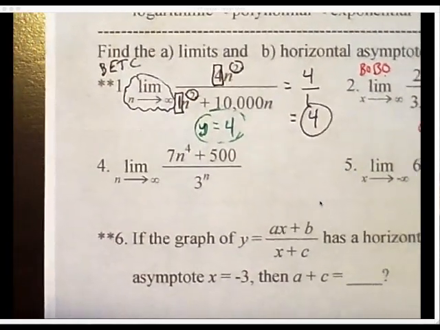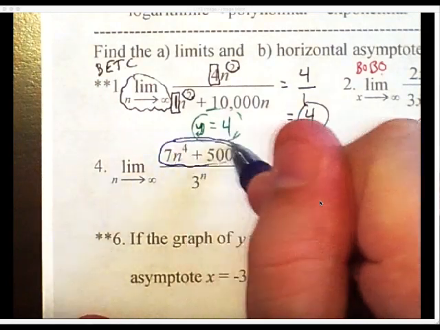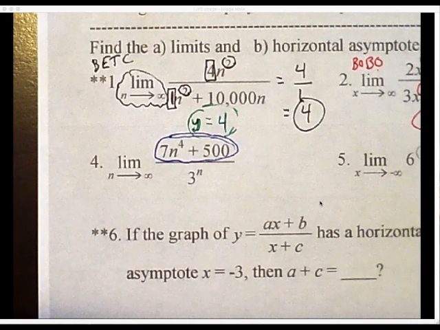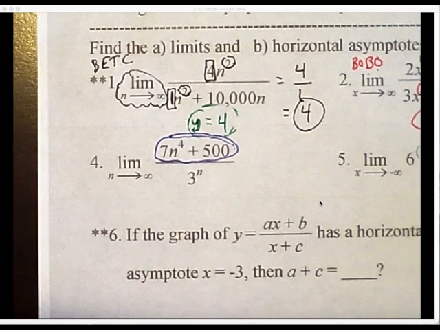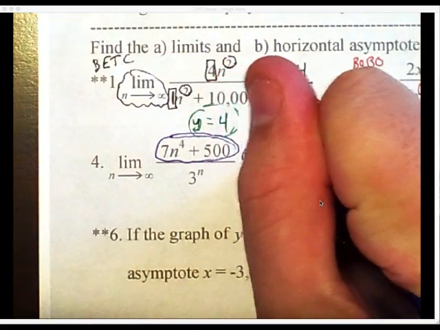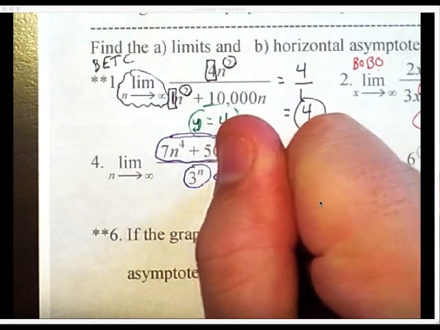Now let's look at number 4. In the numerator, this is some sort of polynomial. Okay, it's like x to the 4th power, but they're using n's instead of x's. No big deal. So this is a polynomial in the numerator. But in the denominator, this is an exponential.